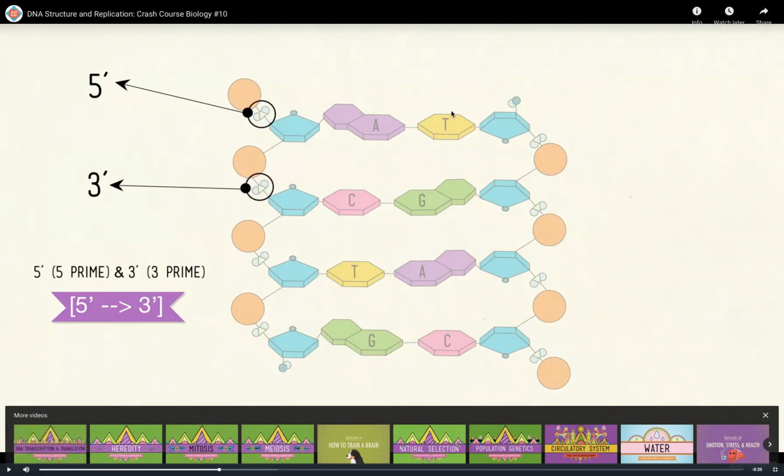And then also notice here, if you look at your nitrogenous bases, A will always match to T, and C will always match to G. So if there's a T here, it'll match with A. If the G here matches with C. If the C is here, it will match with G. If an A is here, it'll match with T.